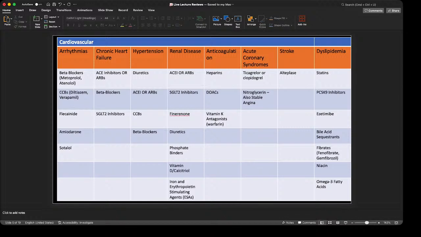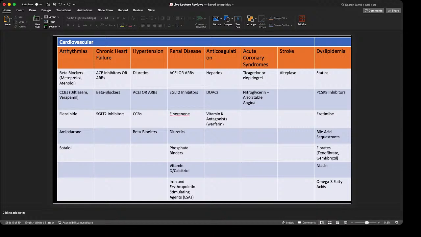Typically for chronic heart failure: ACE inhibitors, ARBs, beta blockers, SGLT2 inhibitors. There are a few others that are used for the heart as well. It's also important to know those. Then hypertension: diuretics, ACE inhibitors, ARBs. So you can see some of the repeats here.